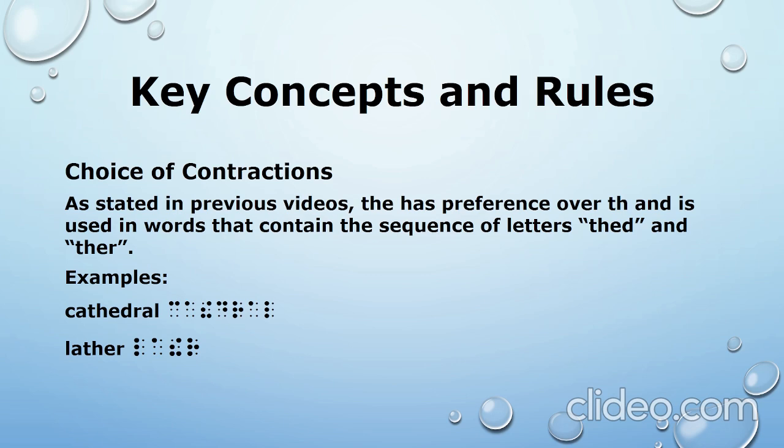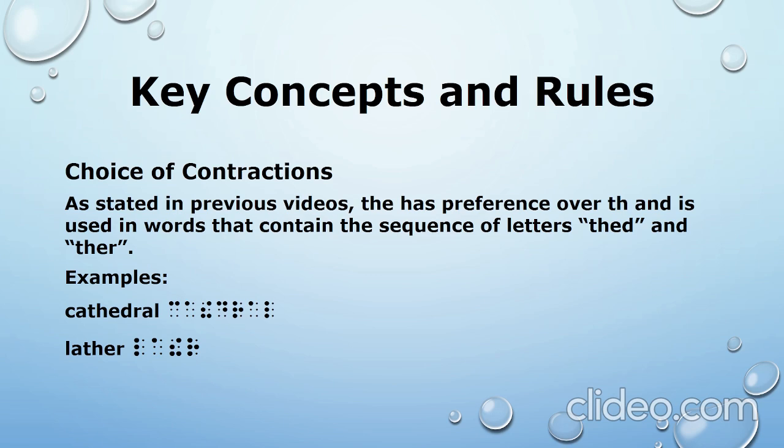For instance, if we have letters THE followed by D, we have there the contraction for THE and then ED, we don't need to use the contraction for ED, rather we use the contraction for THE. And also for ER, say we have THE and then ER, or THE and R, we make use also of the contraction for THE. Simply because we can save more cells if we use the contraction for THE.